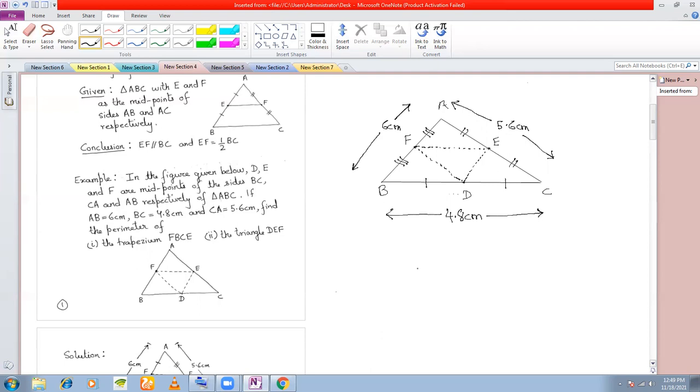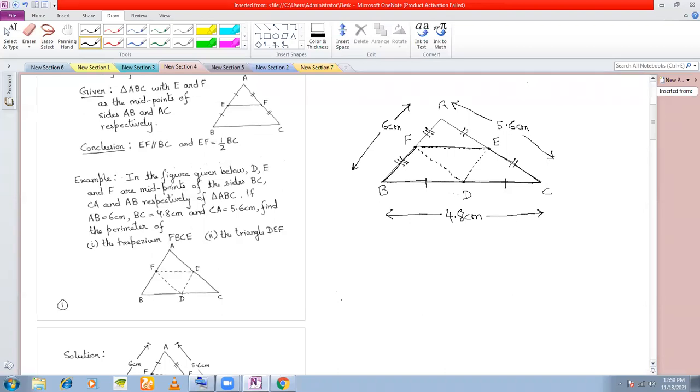Now, which one is the trapezium FBCE? You see this trapezium here. You need to find out the perimeter of this trapezium. Perimeter means what? Sum of the length of the sides, the sum of the length of the boundaries. That is called perimeter.